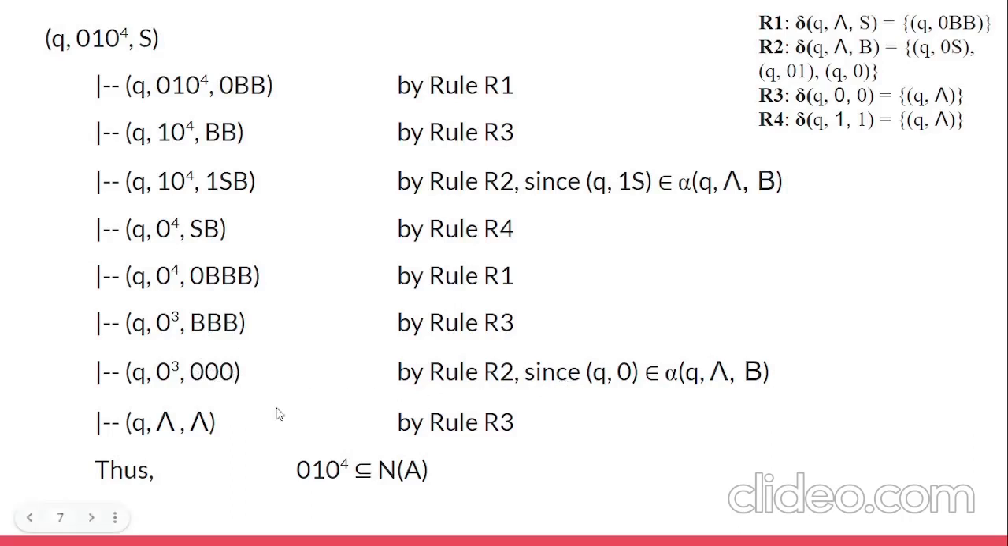By applying rule 3, which says if the top of the stack contains 0 and we encounter 0, we pop the 0, we apply this rule 3 times and the stack will be empty and the string is also empty. When both are empty, the PDA will accept the string. So 0, 1, 0 to the power 4 is accepted by our PDA. Thank you.